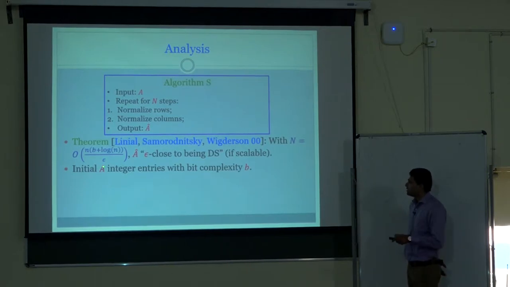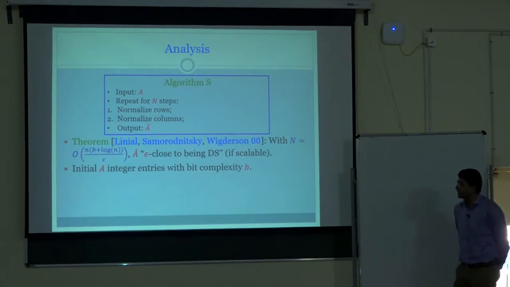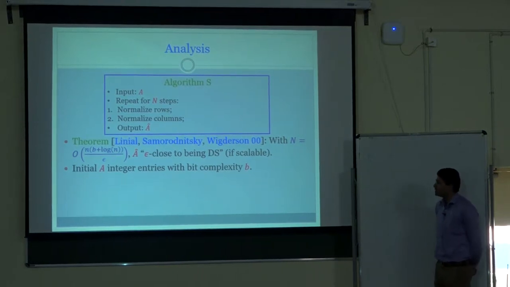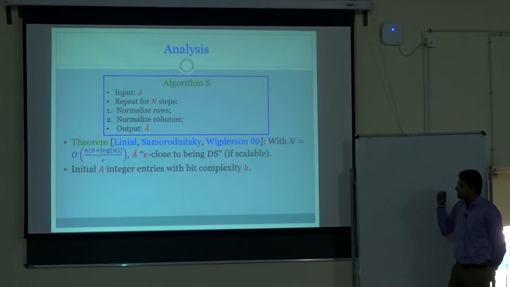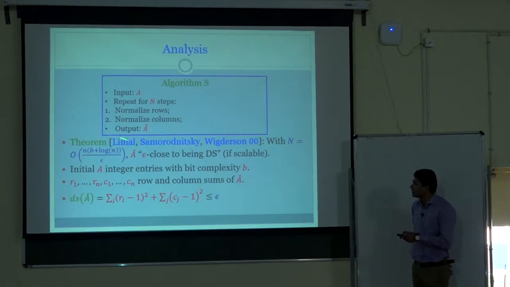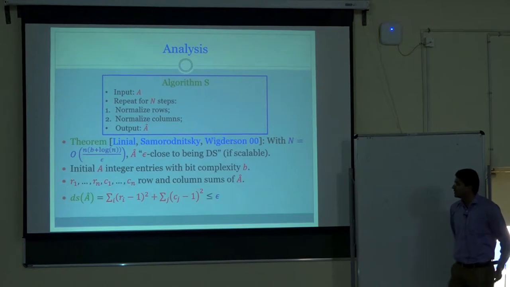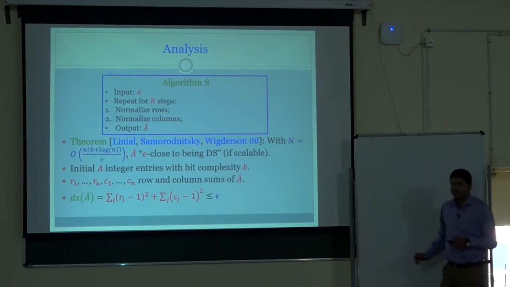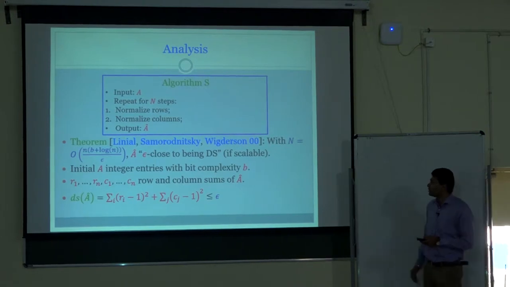Here, this B is the bit complexity of the entries of the initial input matrix. And of course, this will converge if and only if there is a perfect matching. So if there's a possibility of converging, then you will converge fast. You will converge in n log n over epsilon. And this epsilon close, it doesn't really matter, it's the L2 norm on the row sums. Okay. Yeah, so this is the theorem that Linial et al. proved about the time complexity.